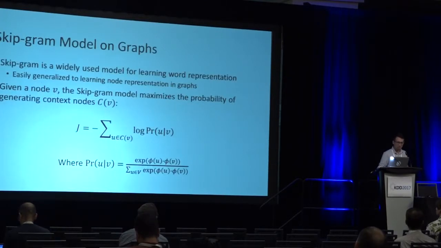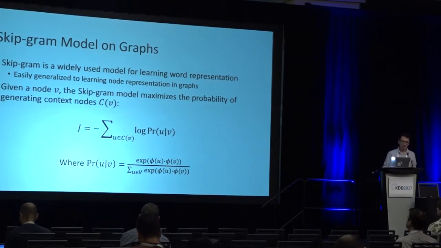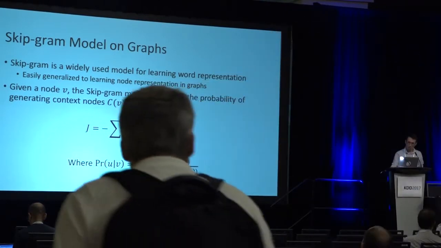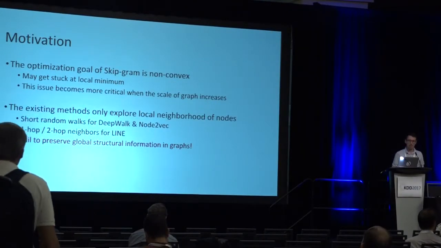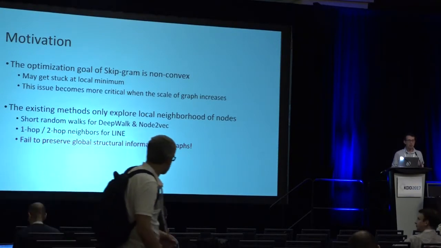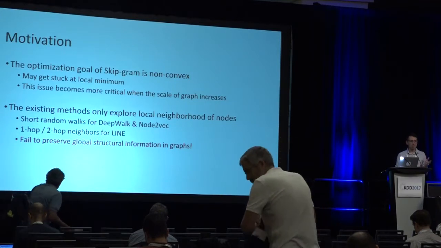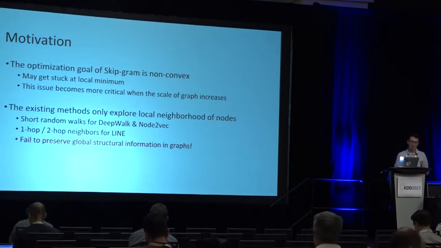And so what are we trying to do? A lot of these models use skipgram, which is a really flexible model. It does a good job of learning representations. But the problem with skipgram is that you're not sure that you found the right representation. It can get stuck at local minima, and as the graph gets larger and larger, you can imagine that you find more and more local minima.